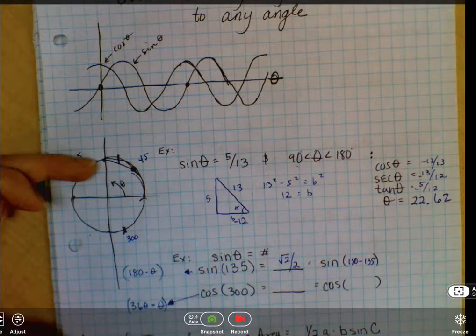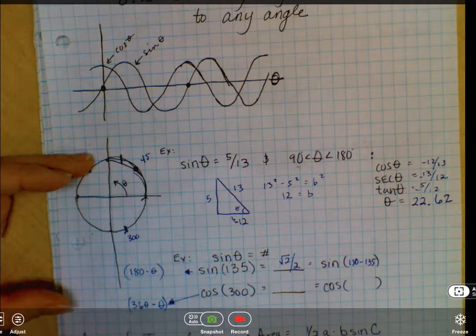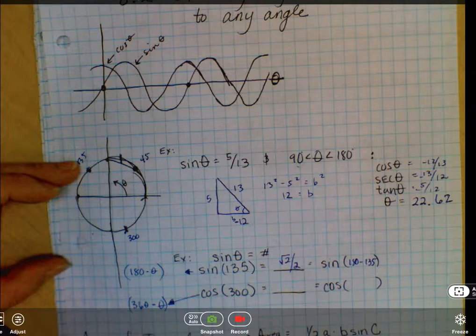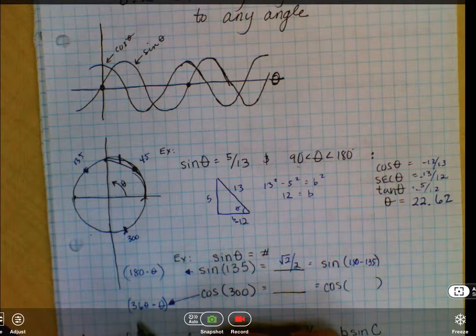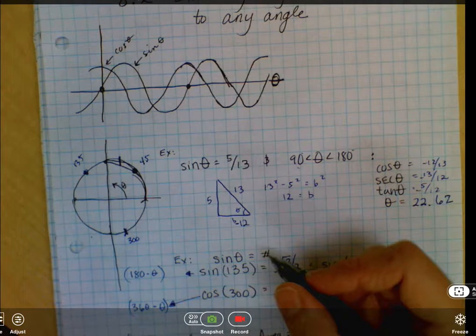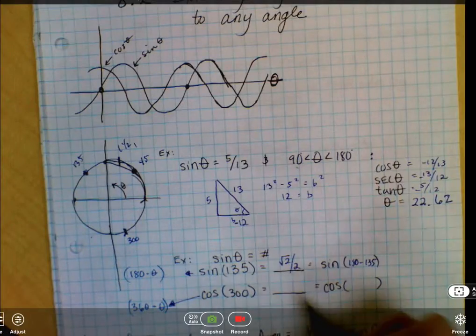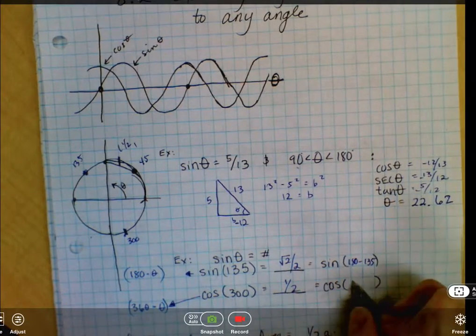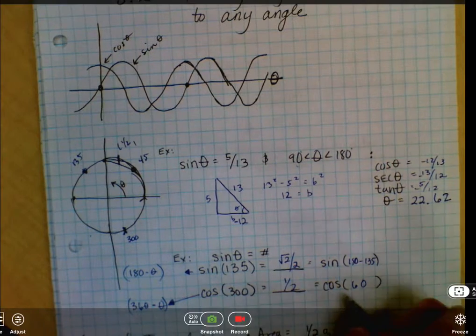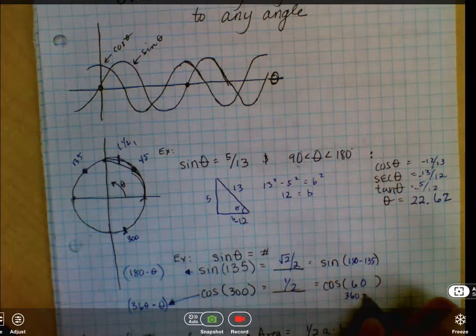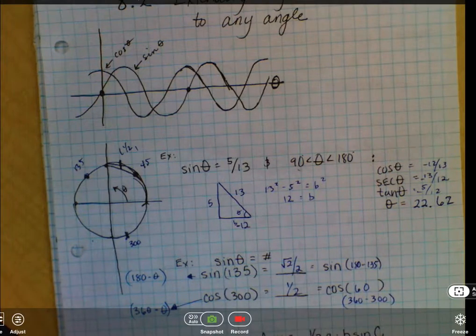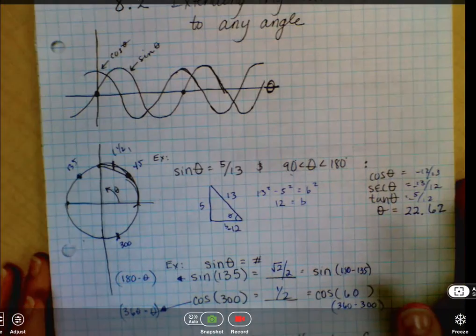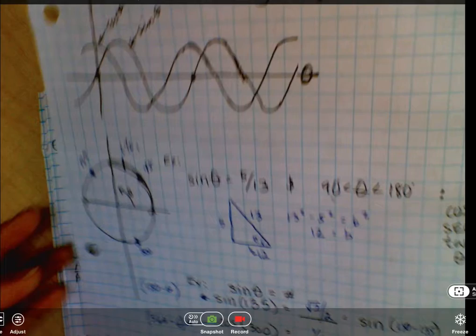Now, knowing the unit circle here and feeling really comfortable with it and knowing all of the relationships in it is going to really help you be able to move through these types of questions more quickly. So right here, cosine is 1/2. That's the same as the cosine of 60, which came from 360 minus 300. Okay. A couple little formulas come up out of this section.